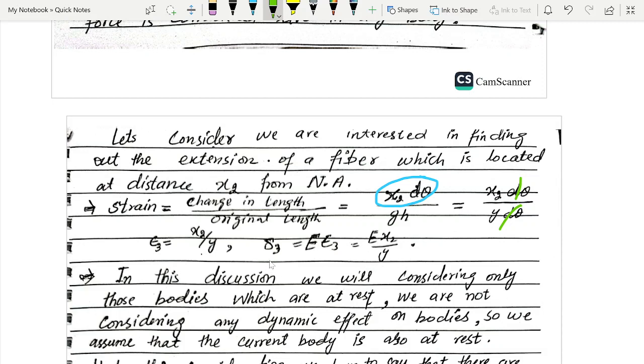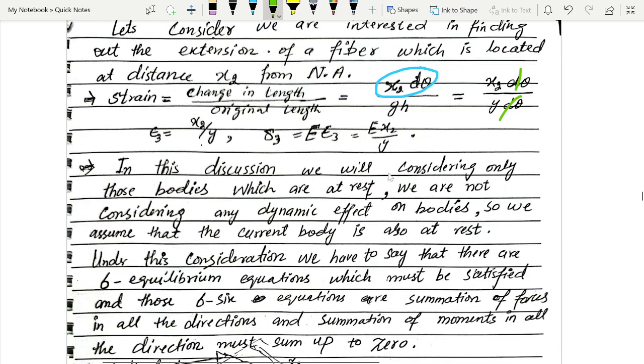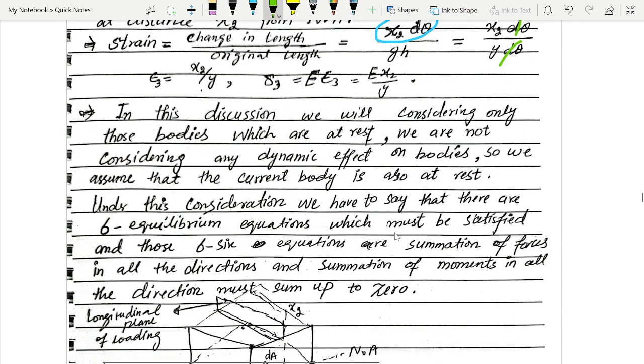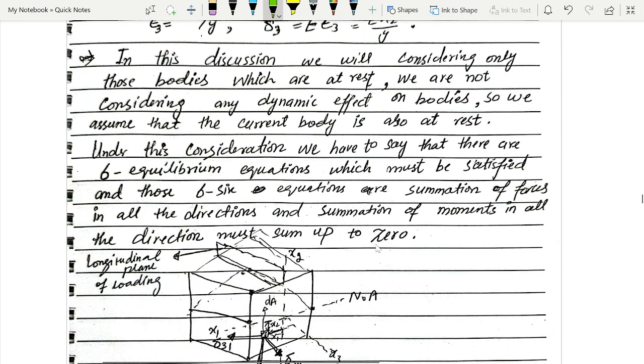So here we got stress. In this discussion, we will consider only those bodies which are at rest, and we are not considering any dynamic effects on the bodies. So we assume that the current body is also at rest. We are considering only the static conditions. Under these considerations, there are six equilibrium equations which must be satisfied. Those six equations are the summation of forces in all directions and the summation of moments in all directions, which must sum up to 0.